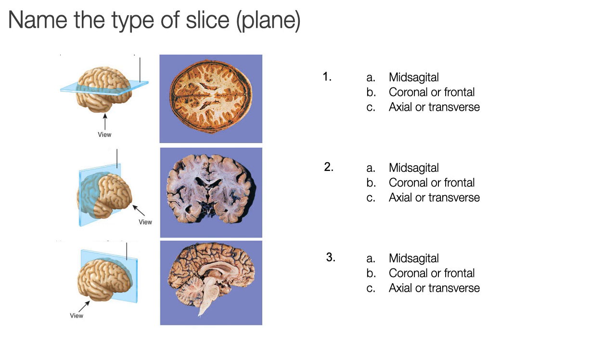You can cut a full body or a part of the body or an organ. For example, here you have a brain. What type of cut is the first image? You have the three options there. What about the second image? And the third? Okay, you think about it.